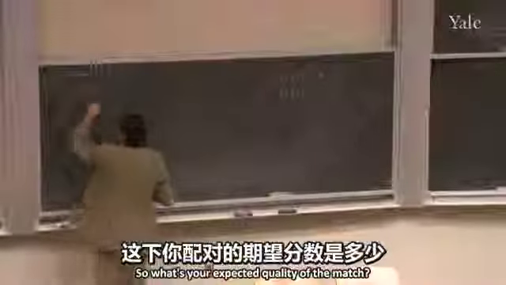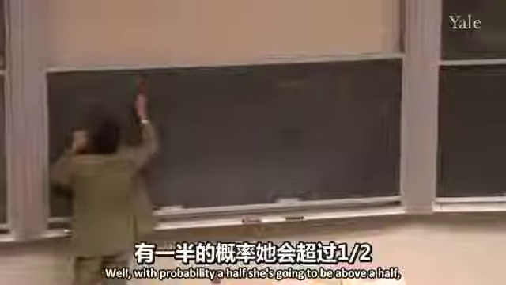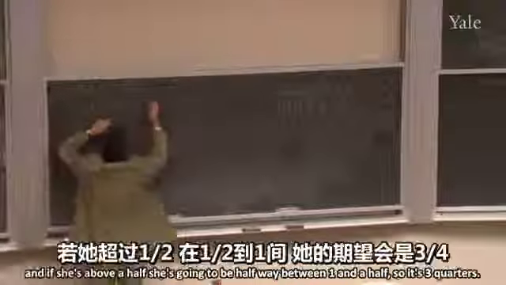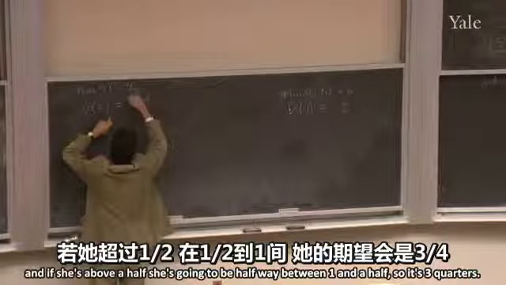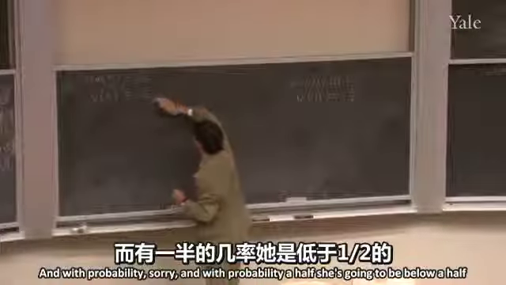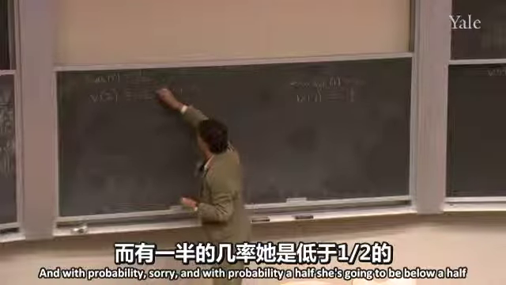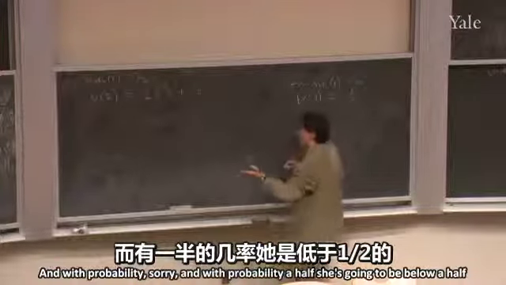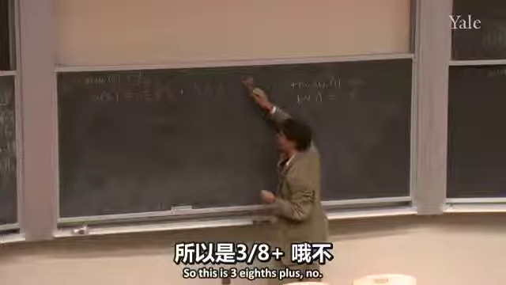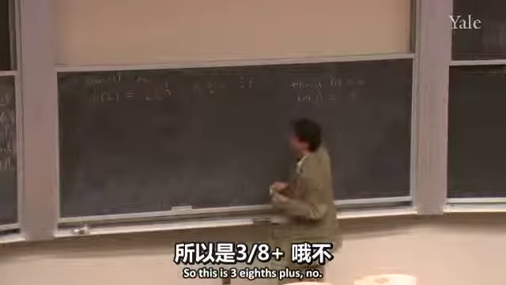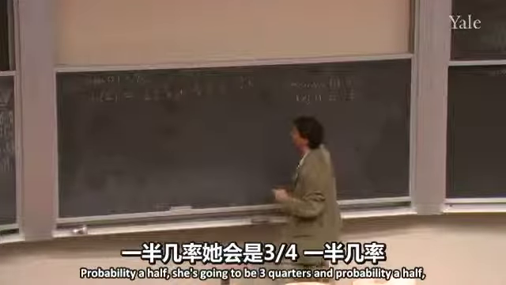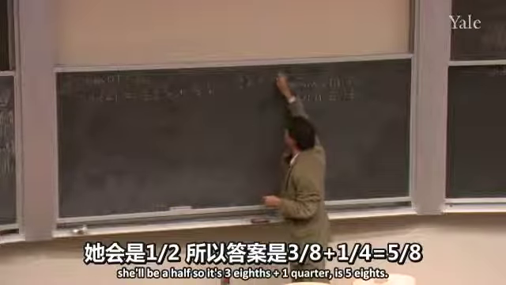So what's your expected quality of the match? Well, with probability a half, she's going to be above a half. And if she's above a half, she's going to be halfway between 1 and a half, so it's 3/4. And with probability a half, she's going to be below a half, and you're going to pass on her and go to the last one, and it'll be on average a half. So it's 3/8 plus 1/4, which is 5/8.